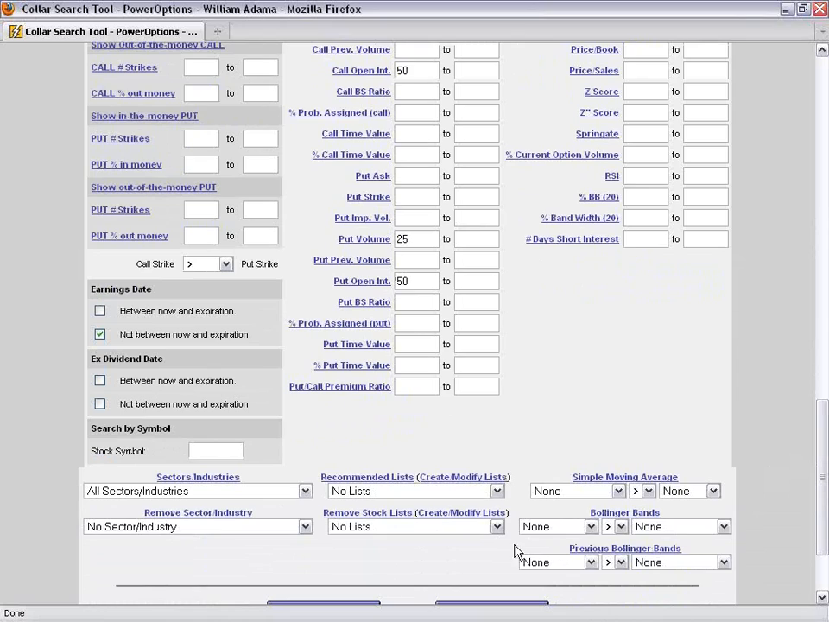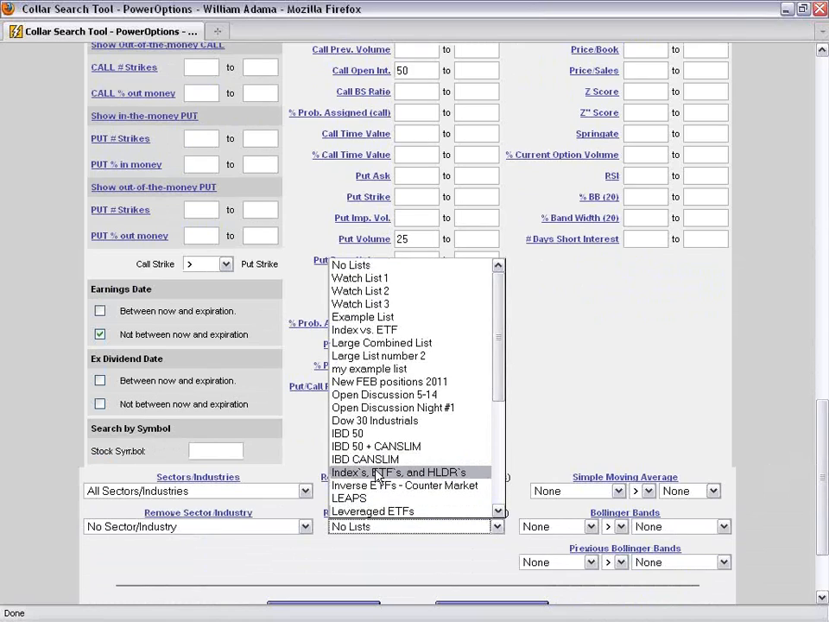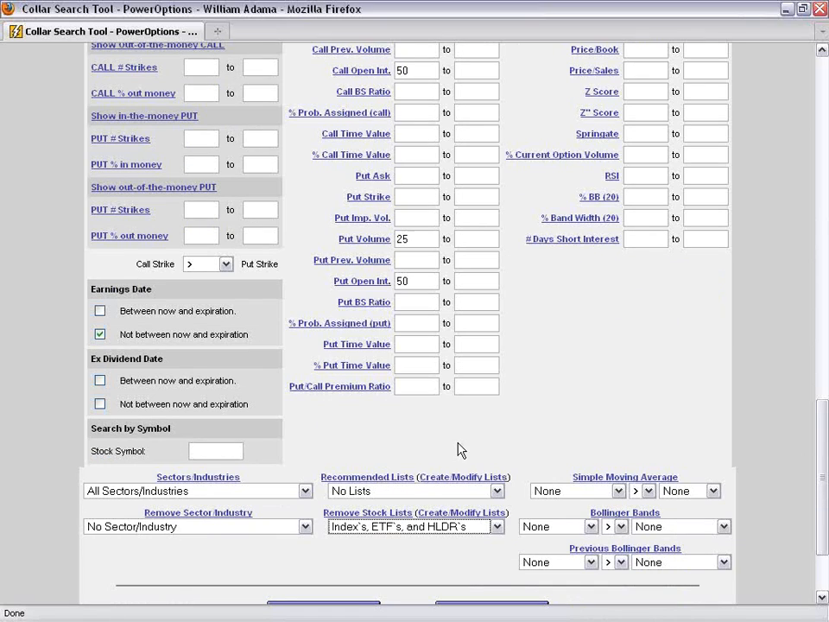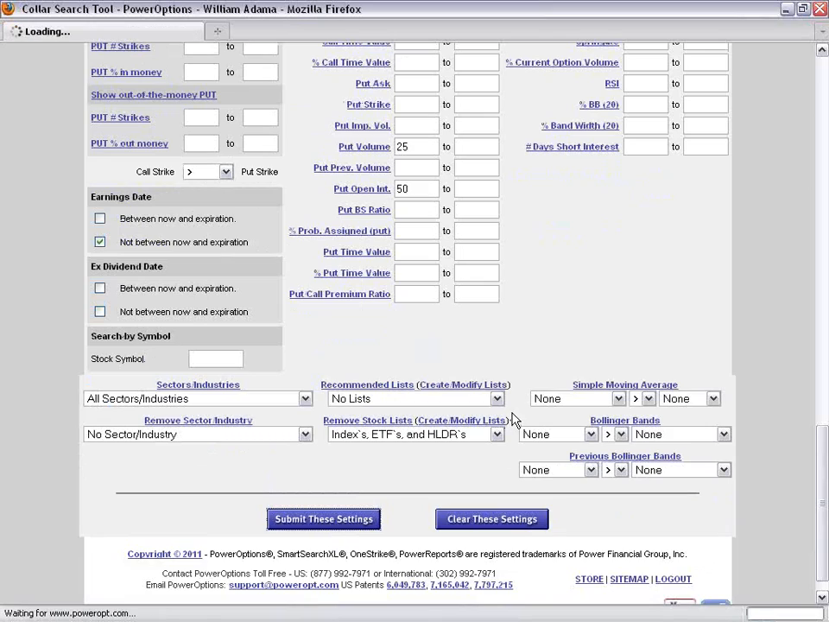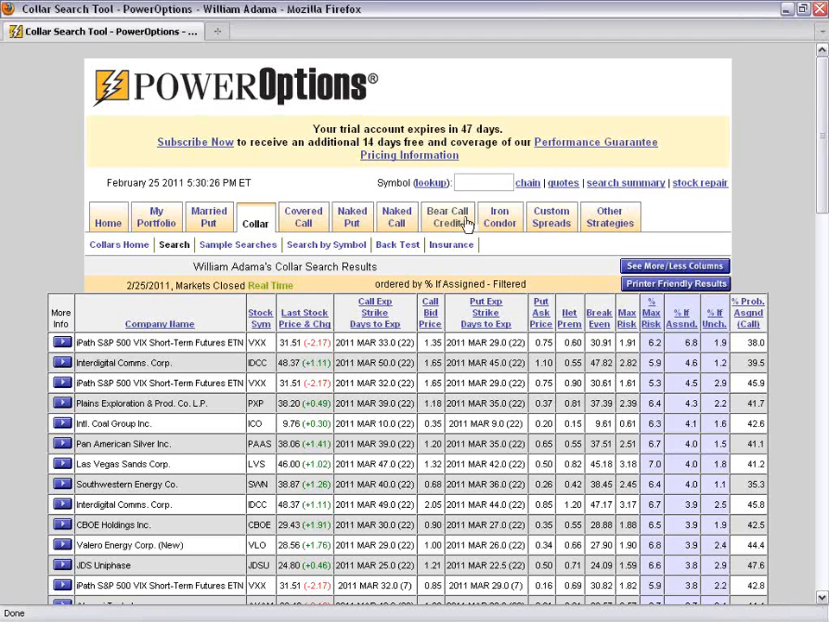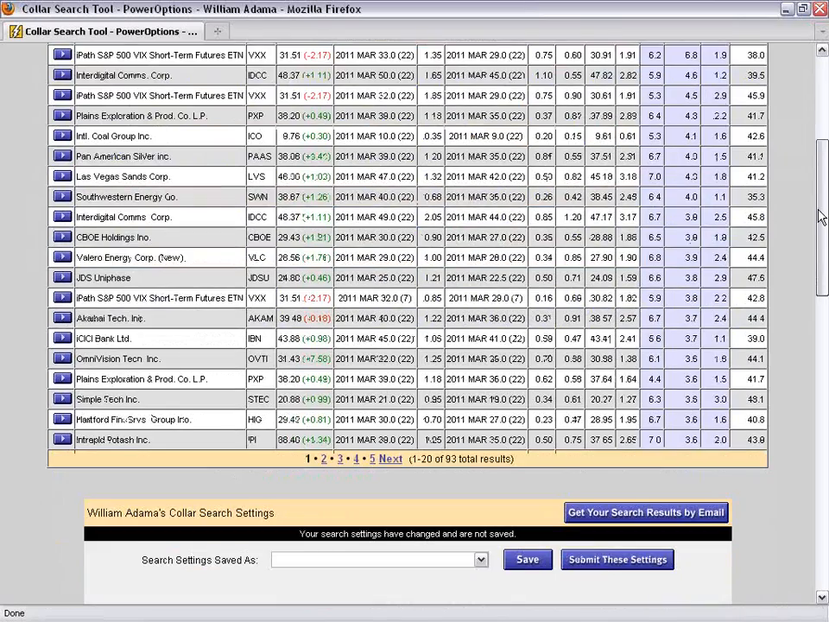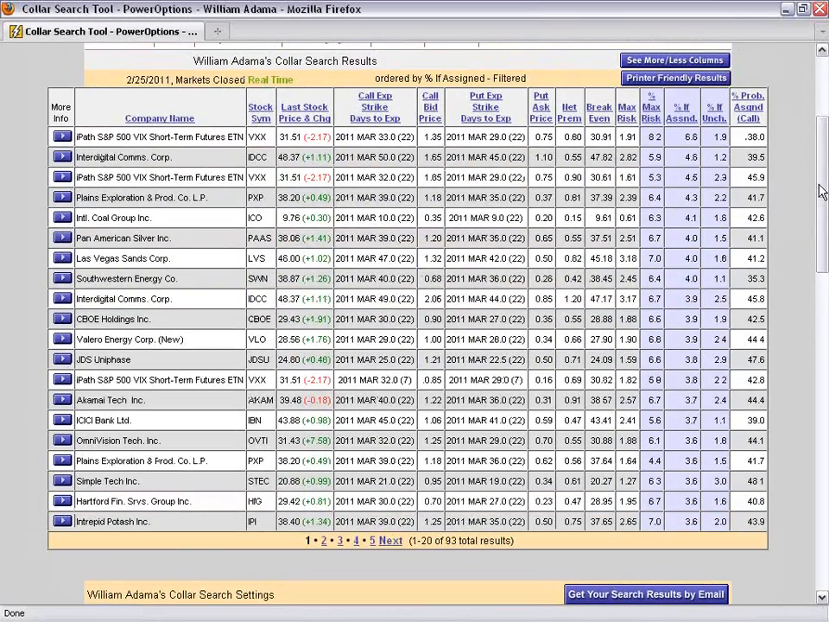I'm going to remove again indexes, ETFs, and holders. Now the ETN I know will still remain. That VXX ETN will still remain because it's not classified as an ETF or a holder. I should really take care of that with the programmers, but for now, let me hit submit, still with that same base criteria. And where are we? Okay, we're at 93 results now, so we narrowed it down a little bit more.